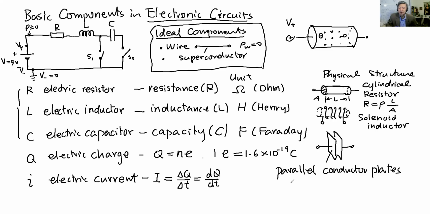Parallel. That will give you the physical structures of these three components. Now, what is the role of each of these basic components? We know that for the resistors, can we just study them one by one? For the resistors, what happens once there's a current that goes through the resistors?